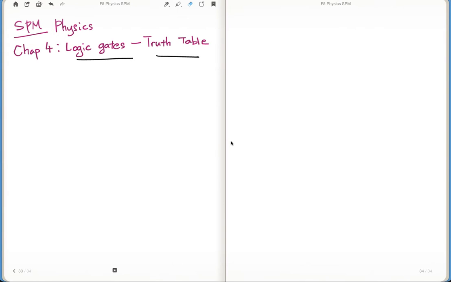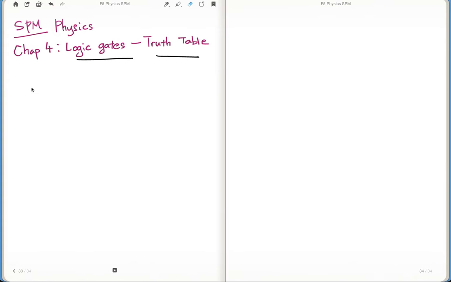Now in this video I'm going to show you SPM Physics Form 5 Chapter 4, where you will learn about logic gates and the truth table you derive from the various kinds of gates. You're going to learn 5 logic gates in Form 5, and I'm going to show you in this video. To start off, you should have your reference book, of course.